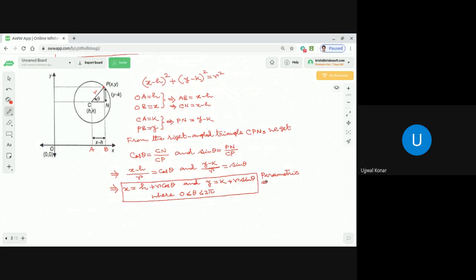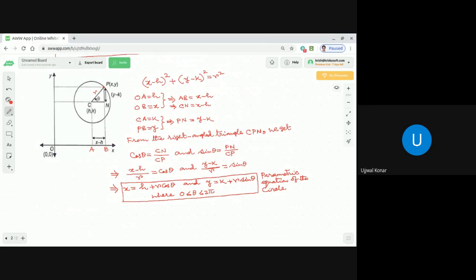Parametric equation of the circle. You may think, sir, why is it parametric? Here theta is the parameter, dear students. Apart from that, you see all are known to you.